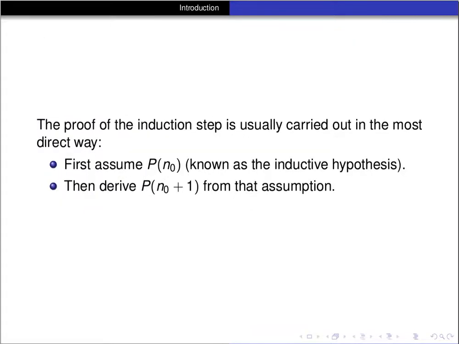A proof of the induction step is usually carried out in the most direct way. First, you assume P(n₀). So you assume what's called the inductive hypothesis. You assume the statement's true for n equals n₀. And then from that assumption, you derive P(n₀ + 1). You show that P(n₀ + 1) is true based on the assumption of P(n₀).